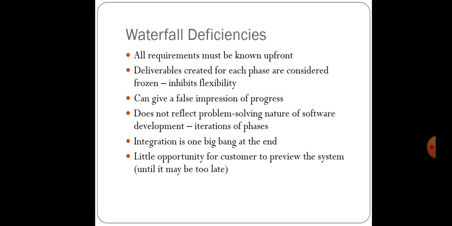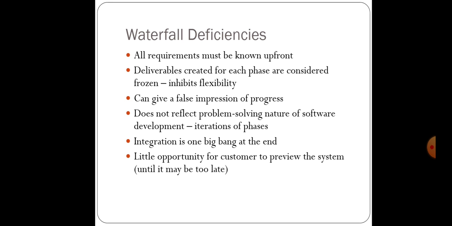Now talking about the disadvantages or deficiencies in this model due to which the other models emerged. First of all the requirements should be known in the beginning itself. But in real world scenario, it is very difficult to tell the requirements at the very beginning stage. In between also the requirements keep on changing. Second, the deliverables created for each phase are being frozen. That means if you are moving on to the next phase and you require some changes in the previous phase, you cannot do it. Why? Because it is already frozen.